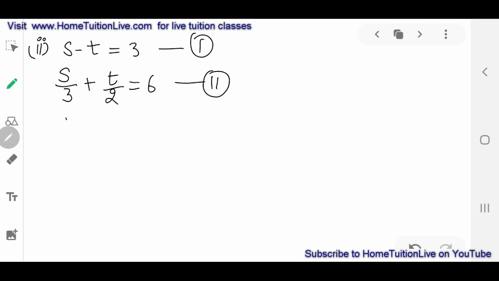Now from the first, s is equal to t plus 3. We will take this to the other side. So this is our third equation.